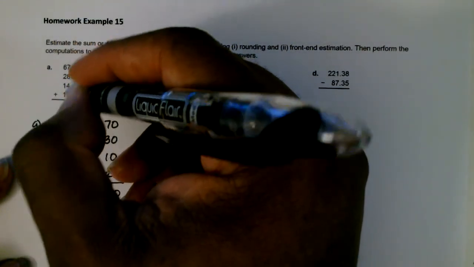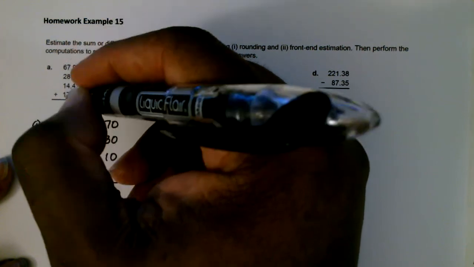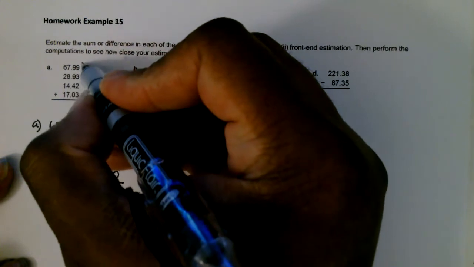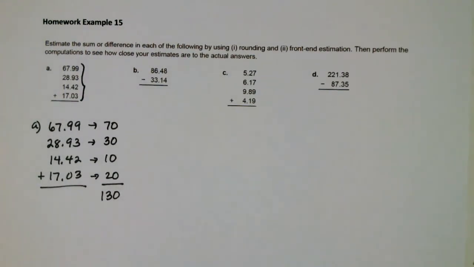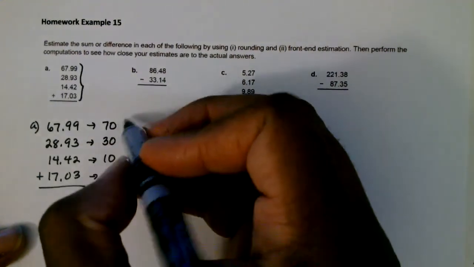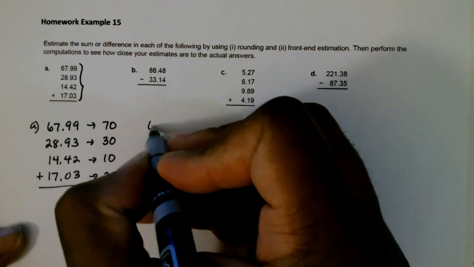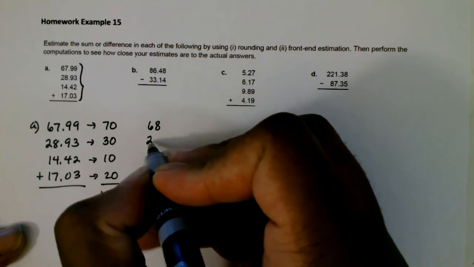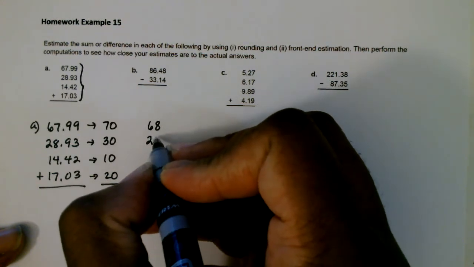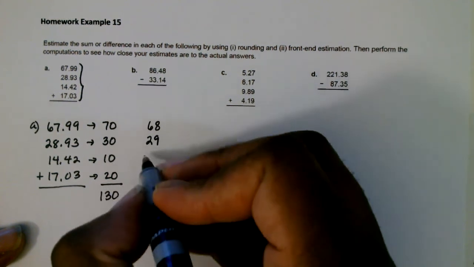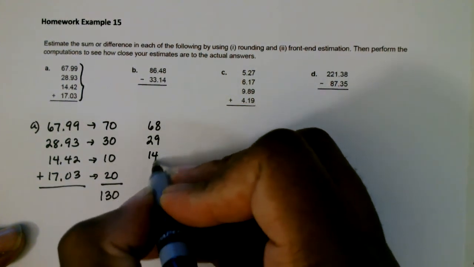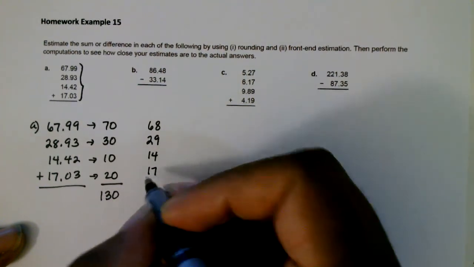Okay, that would mean I need to look at probably these numbers right here, and then look at the decimal points behind it to get a better estimation. Now, if I had 67.99, that will probably be 68. This will be probably 29. This will be probably 14, and this will be 17.